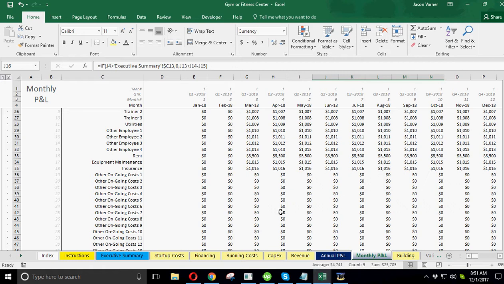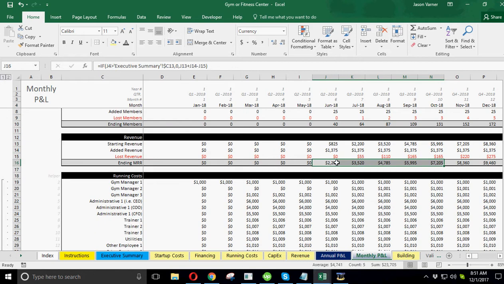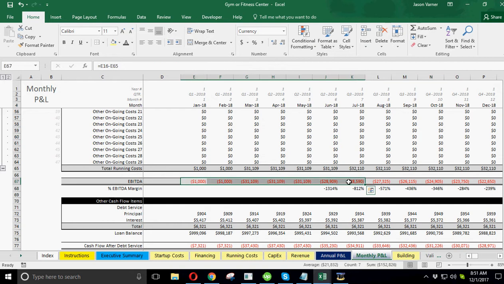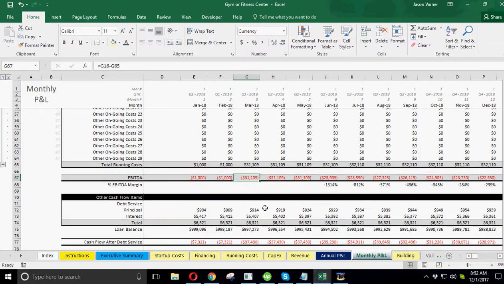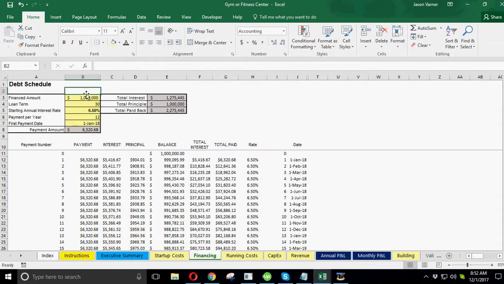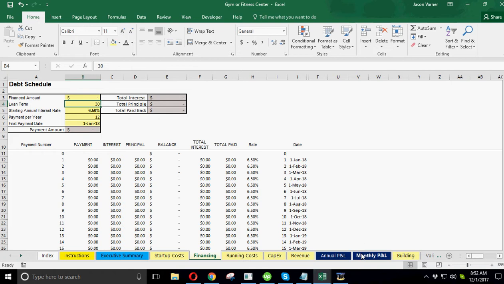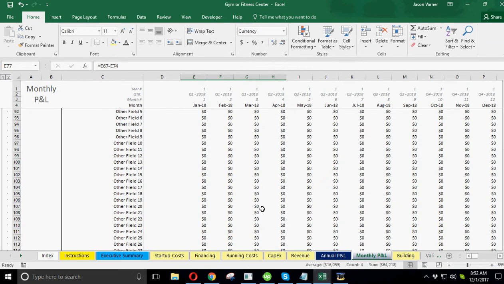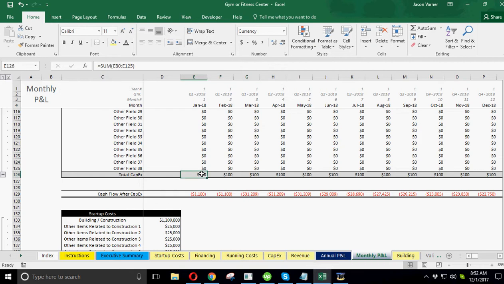Then we've got the running costs flowing into here, and this is on the monthly tab. Running costs, EBITDA is just basically saying revenue minus regular operational costs. EBITDA margin, other cash flow items. We've got debt service. So how much are you paying on this loan? If we put this back to 0, it'd go to 0. You see there now it's 0. Cash flow after debt service. Then we've got the CapEx.